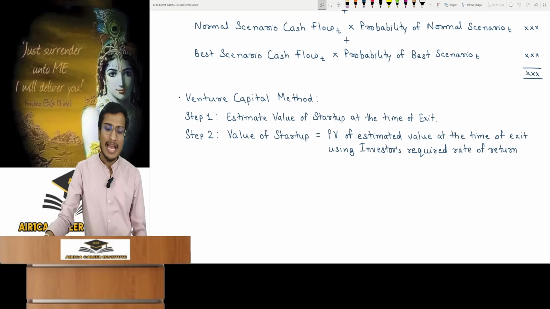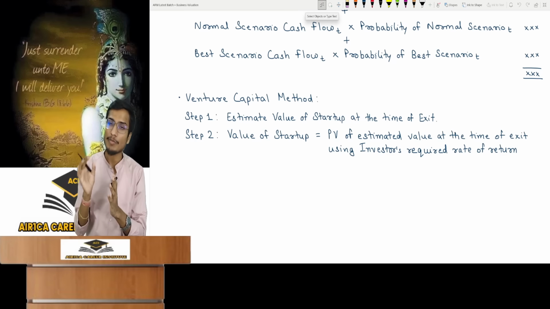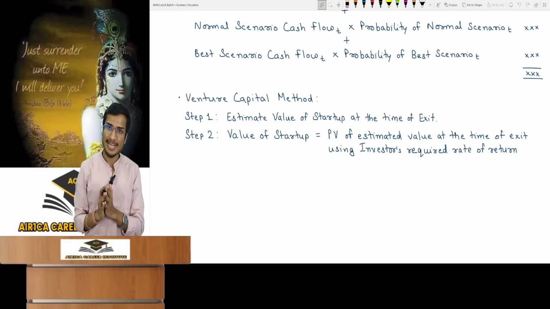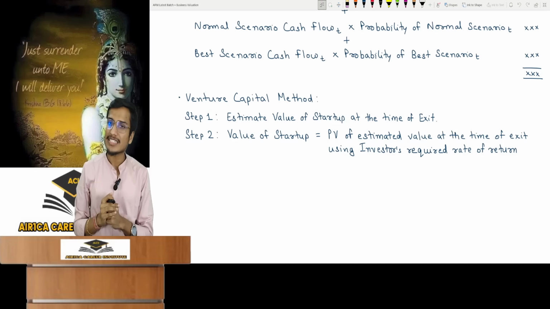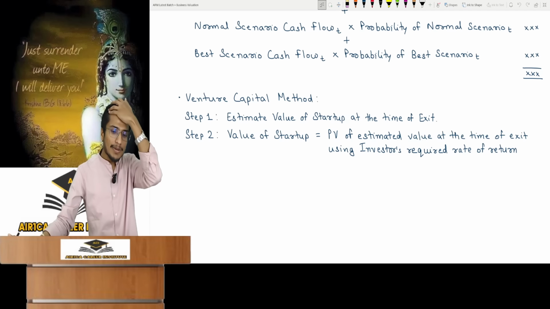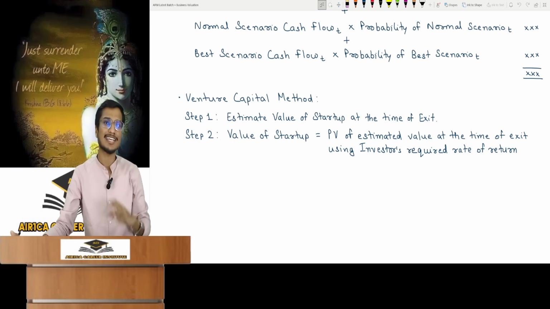There is nothing to this method. You just estimate the value of the startup according to you at the time of exit. Time of exit means when the venture capitalist wants to exit. It will be given in the question directly or indirectly as explained. In the second step, calculate the startup's PV using the given venture capitalist's required return. This method is complete and you have understood how easy these were. The whole chapter is very easy if studied correctly.